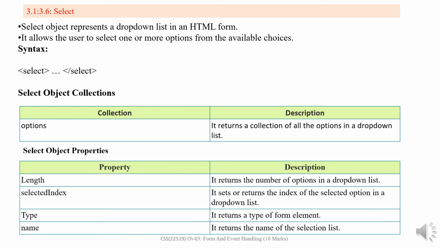Select object collections consist of options. It returns the collection of all the options in the drop down list. The properties for the select object are length, selectedIndex, type and name. Length returns the number of options in the drop down list. SelectedIndex sets or returns the index of the selected option in the drop down list. Type is the type of form element, and name is the name of the selection list.